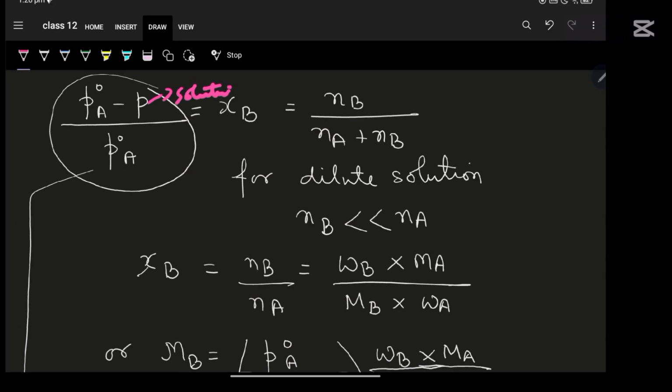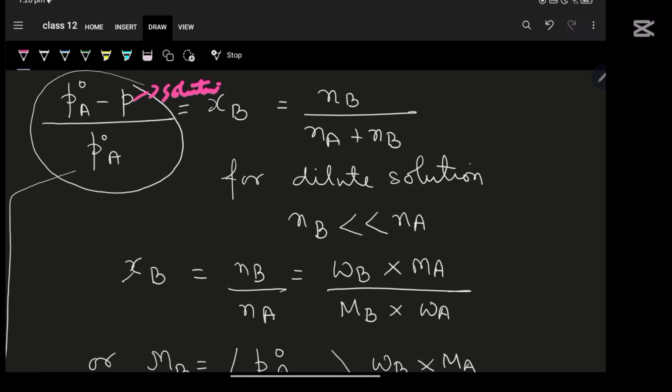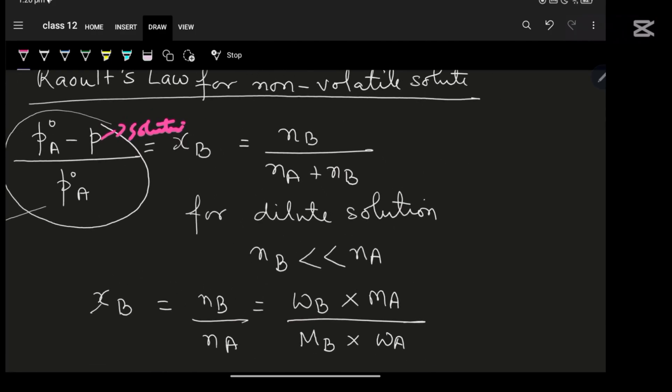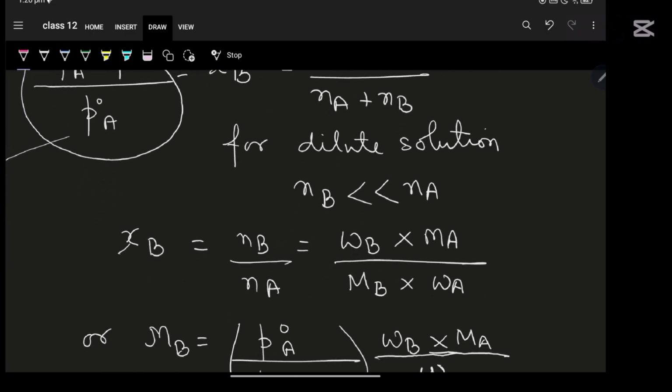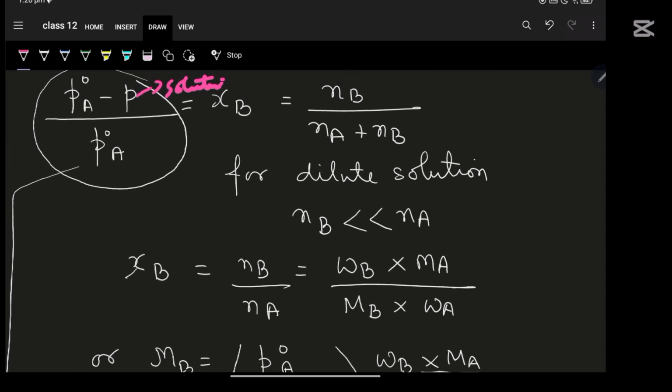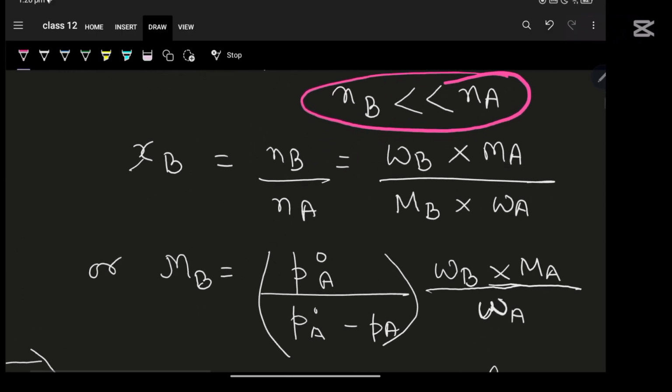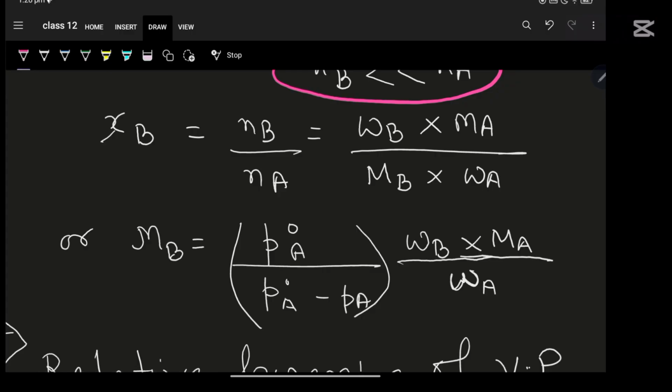And P naught A minus P by P naught A is equal to the mole fraction of the solute, which is B. That is equal to number of moles of solute divided by total number of moles of both the components, because it is a binary solution containing two components only. For a dilute solution, the number of moles of the solvent is considered to be very, very less, and so it is NB by NA, which is the mole fraction. You replace the number of moles by given mass by molar mass and you get this relation.